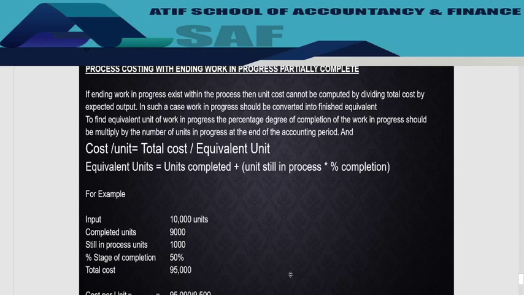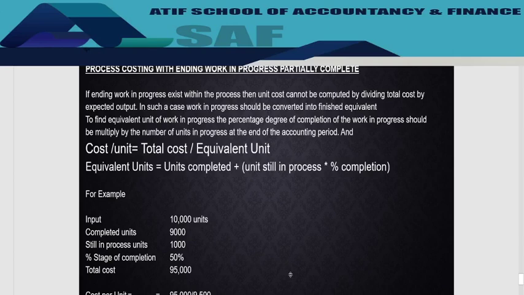Equivalent units can be computed as units completed plus units still in process multiplied by their stage of completion. So the cost per unit can be calculated by dividing total cost by the equivalent units. For example, if input units are 10,000, units completed are 9,000, there are 1,000 units still in process which are 50% completed. Total cost incurred is $95,000.